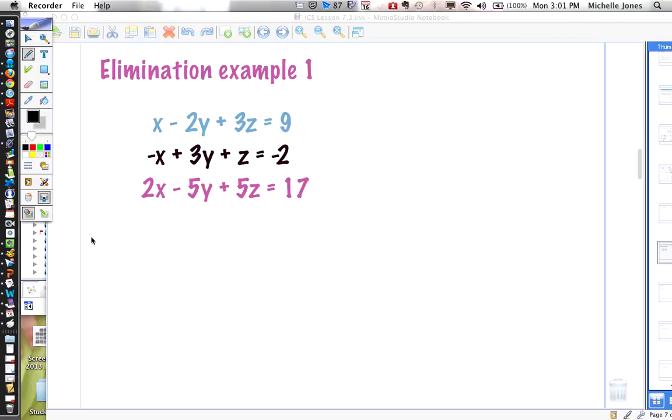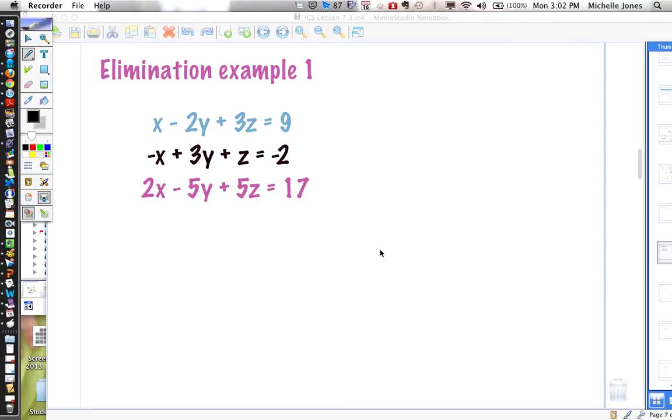Alright, so here we go. 7.3, continuing on. Elimination. So before, when we looked at elimination, we only had two equations, two variables. Now we have three equations, three variables. So the process is still the same. Look for the easiest one to cancel out.